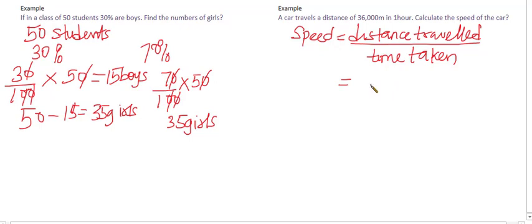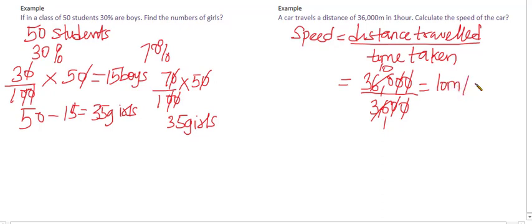So the distance traveled is 36,000 meters, and 1 hour is equivalent to 3,600 seconds. The zeros cancel out, so I'm left with 36 divided by 3.6, which gives me 10. So the speed is 10 meters per second.